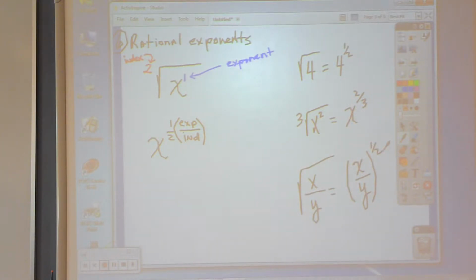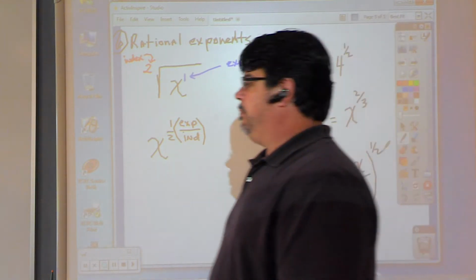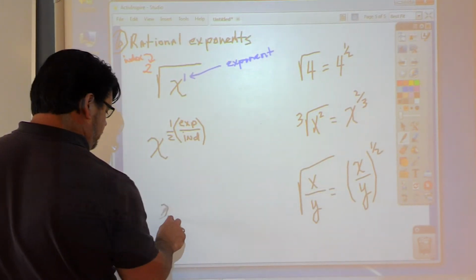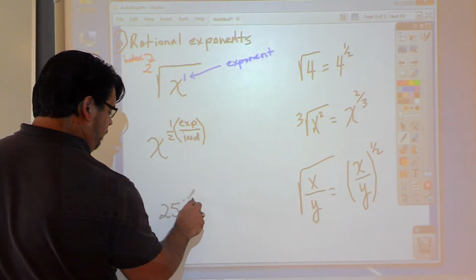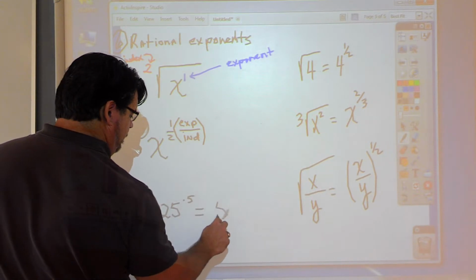So anytime you want to take the square root of something in your calculator, get your calculators out if you got one. Raise it to the 0.5 power. And it's a whole lot easier to do that than find the radical sometimes. So hit 25, x to the y, or a caret symbol, 0.5, and see what you get. What do you get?